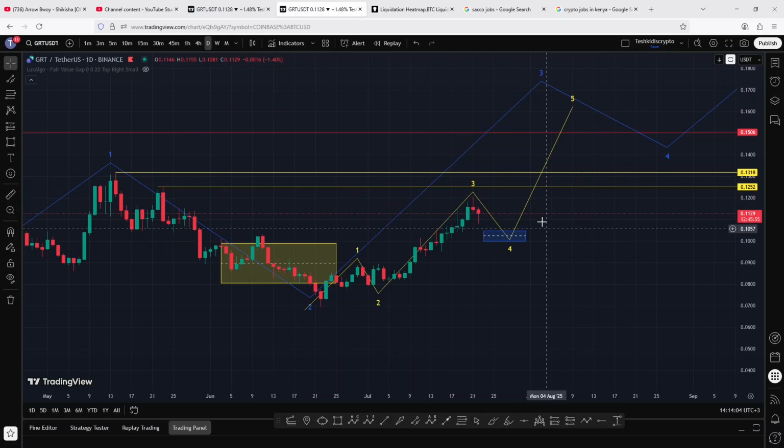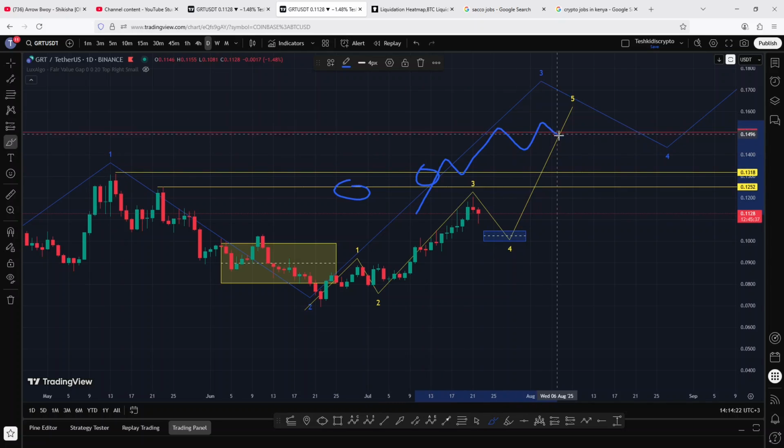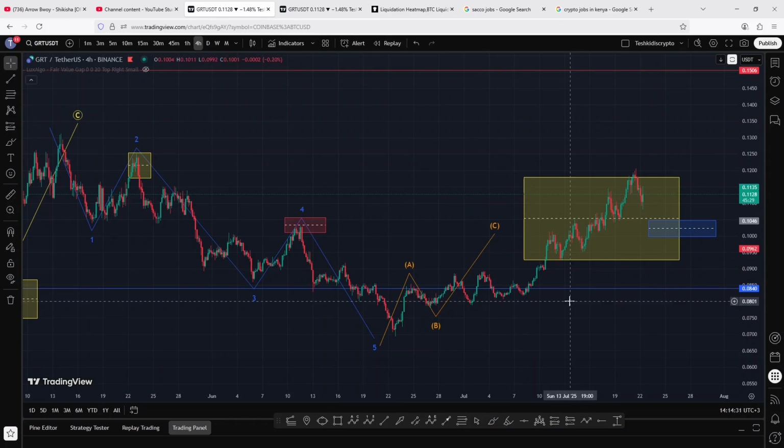And for us to also get a confirmation that we have a low in place in the formation of this wave 4, we also need to see a break above the highs we made above the 0.1252 and the 0.1318. The moment we manage to break above those significant highs, then it is most likely that we are going to continue pushing higher in the formation of that wave 3. So that is the roadmap that I'm expecting the graph to follow on the short term.